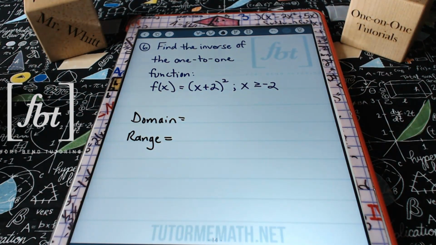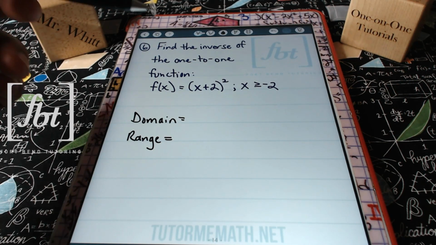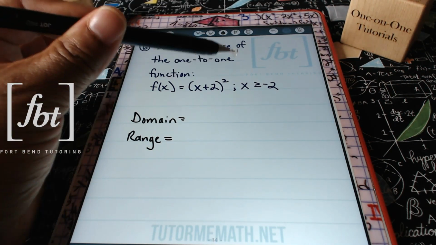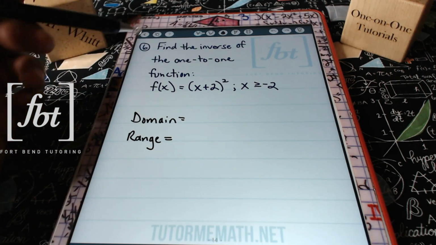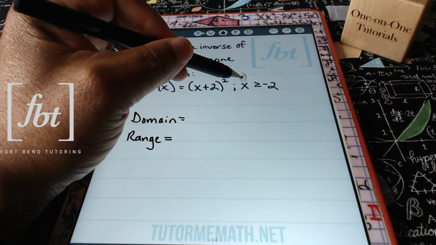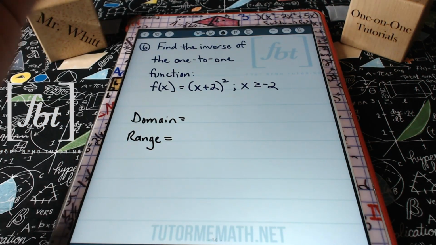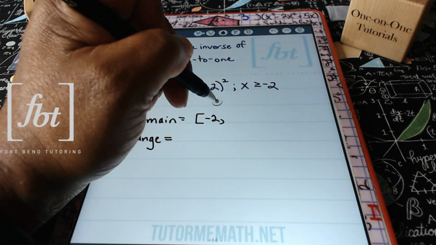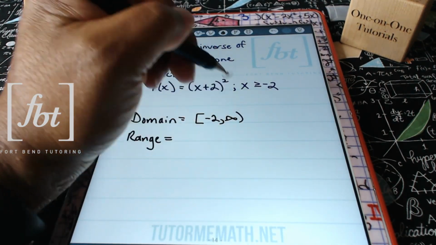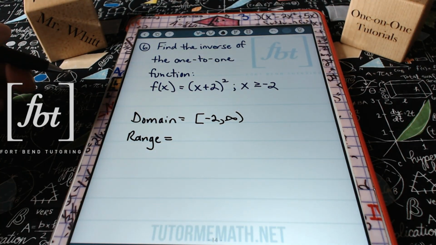Here we go with problem number 6, guys. In number 6, we have: find the inverse of the one-to-one function f of x equals the quantity x plus 2 squared, with the domain restriction that x must be greater than or equal to negative 2. Well, it appears as though they're giving us a domain, guys. So because the domain is x greater than or equal to negative 2, let's write this in interval notation. You'll say that it is bracket negative 2 to positive infinity. This is the domain of the original function.